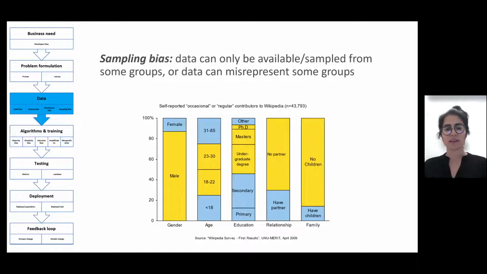Similarly, Wikipedia is a big source of data for any NLP model. And again, if you look at the demographics, it's very different from the demographics of the world population. There is a majority of male, majority no children, majority no partner, age between 18 and 30, and they have a higher education.